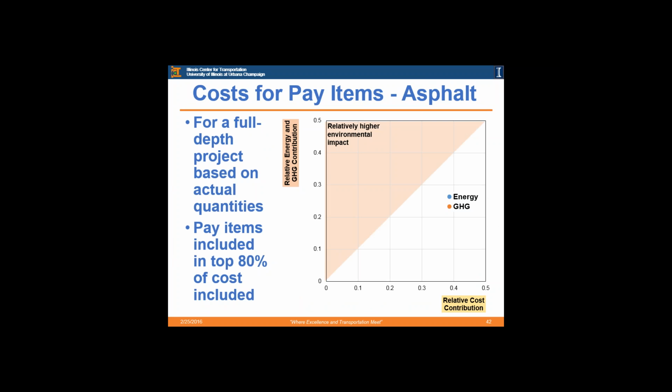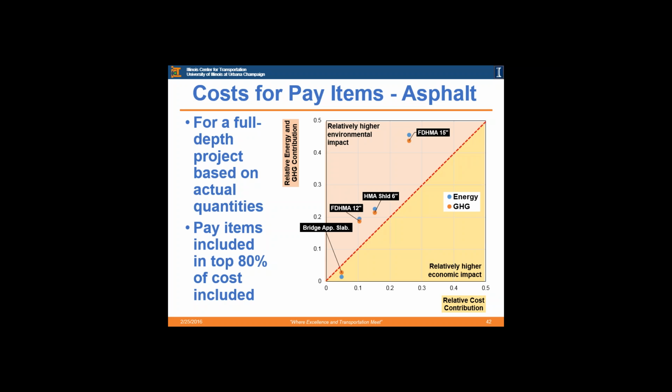So if the items are in this area, then it has a relatively higher environmental impact than its relative cost contribution, because we are normalizing them. And then on the bottom, we have items that fall into this region will have a higher economic impact rather than environmental impact. So if we look at the highest contributing items, they're the full depth asphalt, 15 inches, and there's some places where it had 12 inches, but not as much, which is lower. The shoulders, and then also a bridge approach slab.